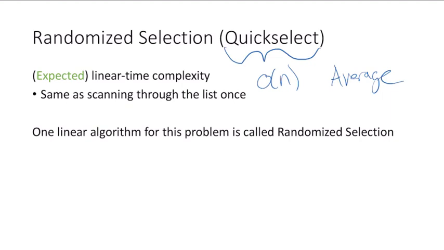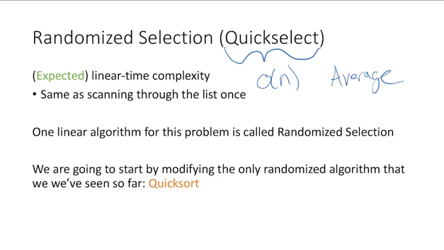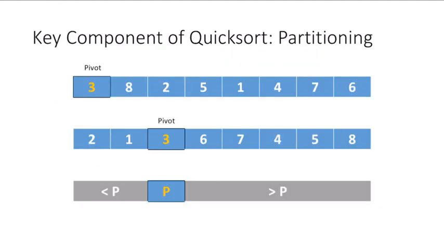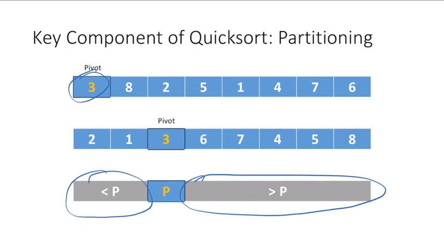Like I said, the one algorithm for solving this problem is called randomized selection, and we're going to base this off the only randomized algorithm we've seen so far, which is quicksort. And as your reminder, a key component of quicksort was partitioning. So if we have a pivot element, I want to order everything into the elements that are less than the pivot and the elements that are greater than the pivot. Each of those two partitions aren't sorted within themselves, it's just that they're in these buckets.